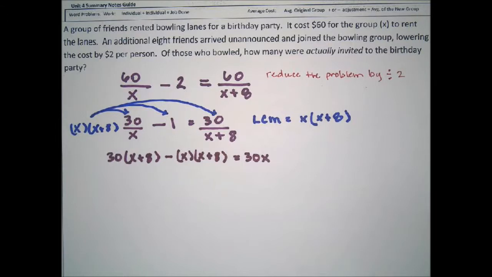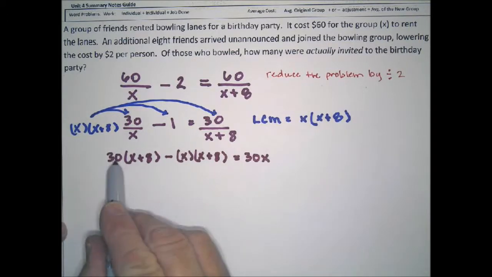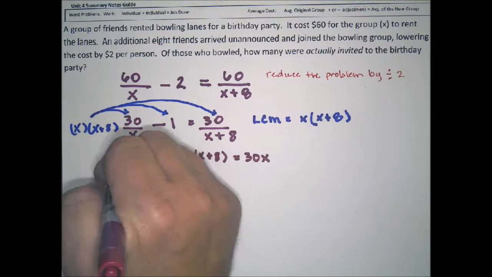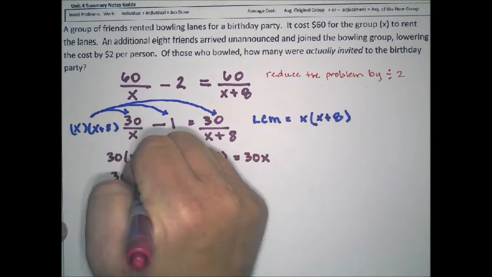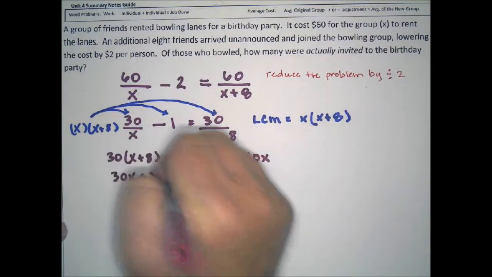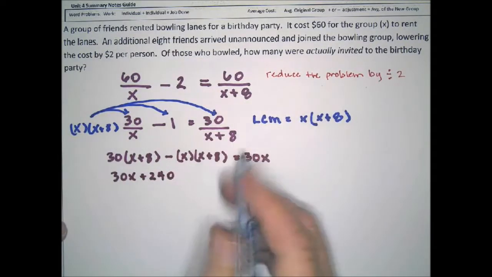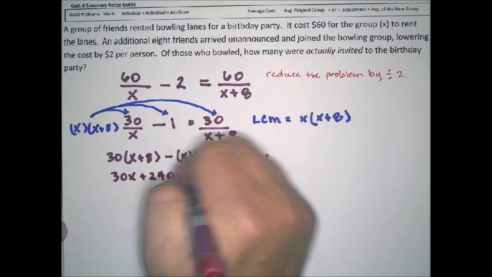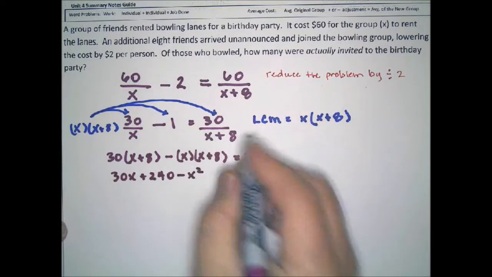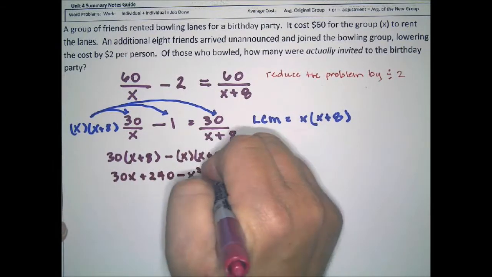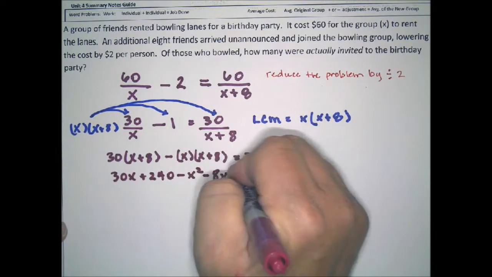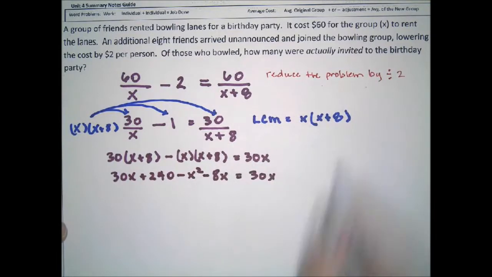Now the good news is I've gotten rid of all the fractions. There's no more fractions in the problem. The bad news is I've still got quite a lot of work to do. Let's figure out this is 30x plus 240 minus x squared minus 8x equals 30x.